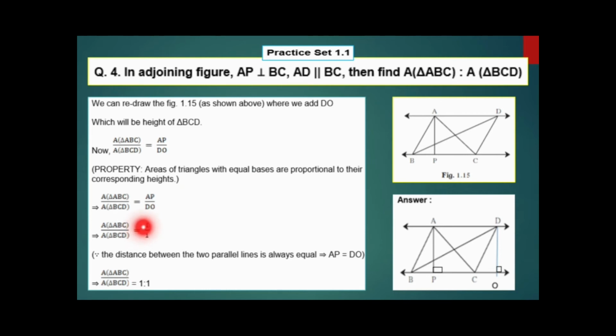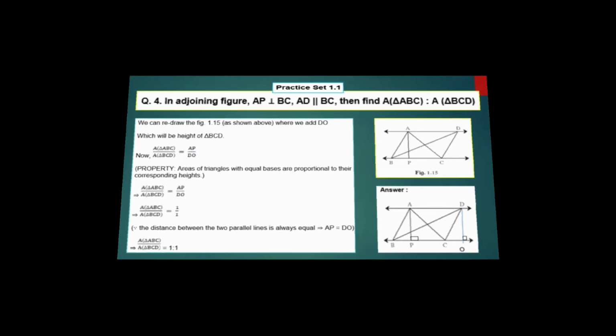Now if you observe here, these lines are parallel, so this AP must be equals to DO. So AP upon DO, after cancelling we get 1. So this ratio must be 1:1. So we write here reason, the distance between the two parallel lines is always equal. So AP equals to DO. Therefore area of triangle ABC is to area of triangle BCD is equals to 1, that is 1:1.